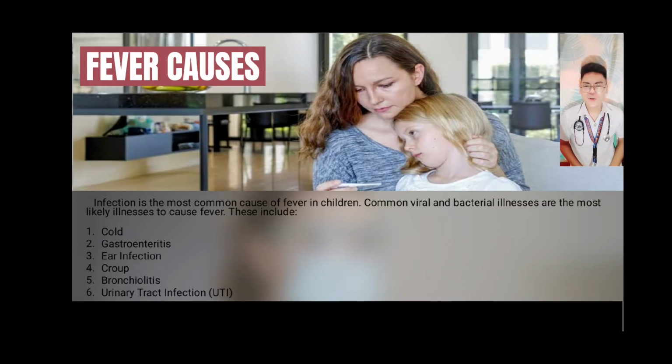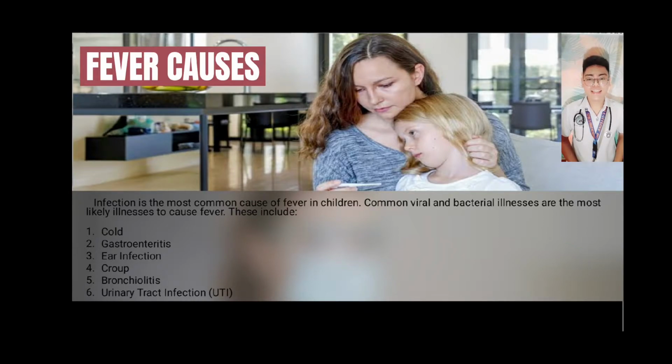Fourth is croup. So what is it? So it is a viral infection of parainfluenza or influenza. So ito po yung nag-leads sa swelling of the larynx, also called the voice box, and the trachea, also called the windpipe. So the common symptoms are barking cough and hoarseness.